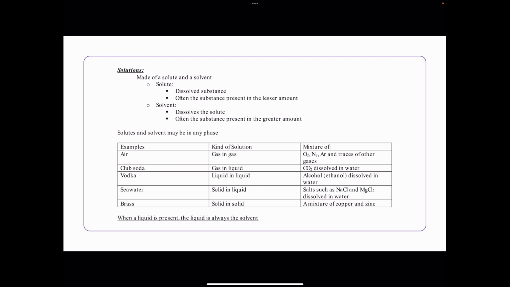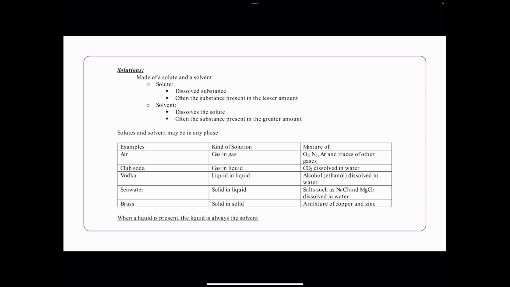You guys should have encountered some of this information before, but remember that a solution is made of a solute and a solvent. The solute is the substance that we dissolve, and it's often the substance present in the lesser amount. The solvent dissolves the solute. It's often the substance present in the greater amount. Solutions or solutes and solvents can be in any phase.